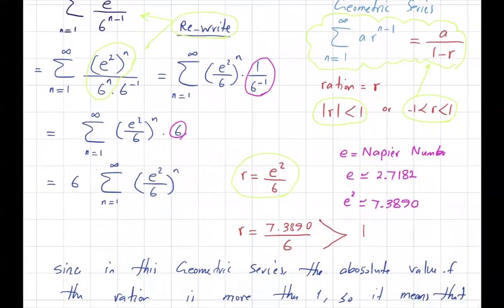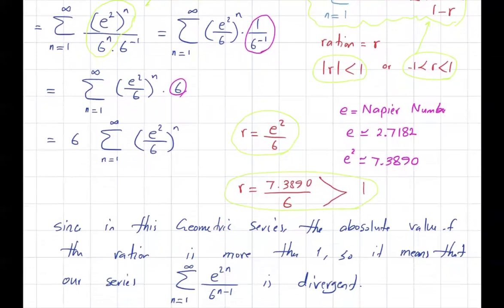So when we use a calculator, we know that for the Napier number, it is 2.7182. If you raise it to the second power, it is 7.3890. When you do the division, the ratio is more than 1. So since the ratio is more than 1, you're going to say that this series is a divergent series in nature. You could take the limit as well.